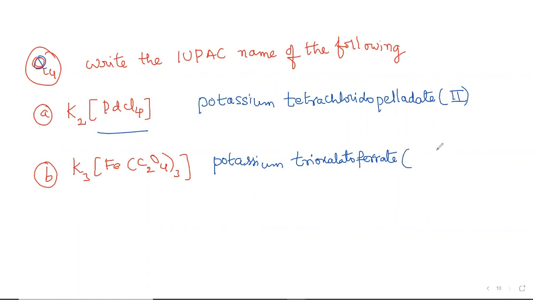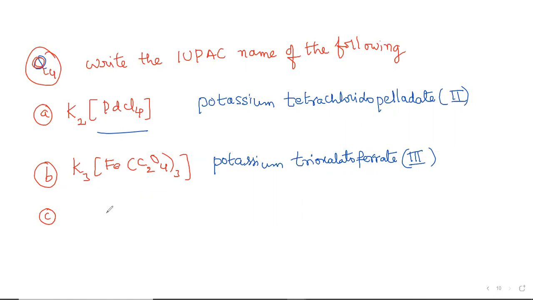And like I did the calculation for the previous one, you can easily calculate. One oxalate is -2, so 3 oxalates are -6. 3 potassium is +3. So 6 - 3 is 3. So the iron oxidation state in this one is 3. So Roman numeral III you have to write inside the parentheses. See the next one.